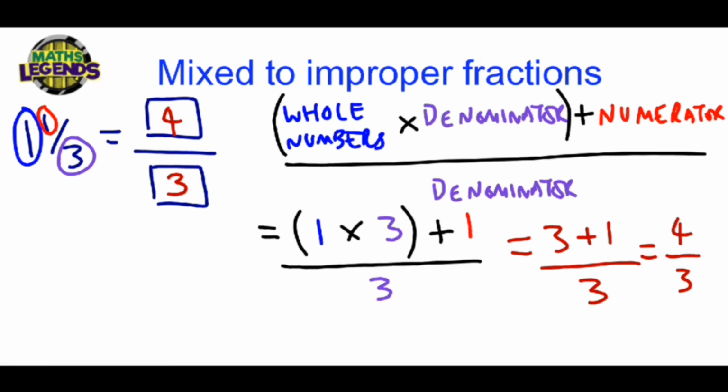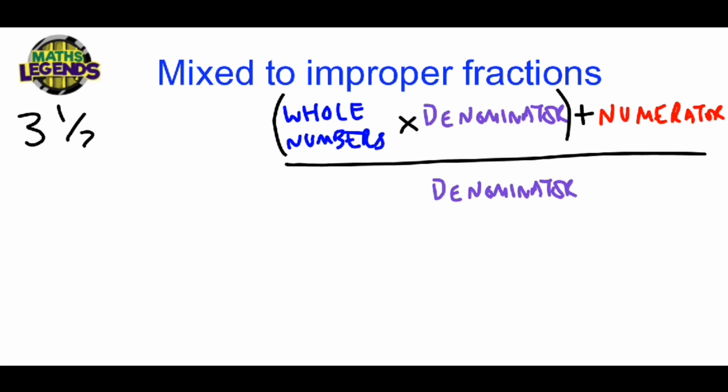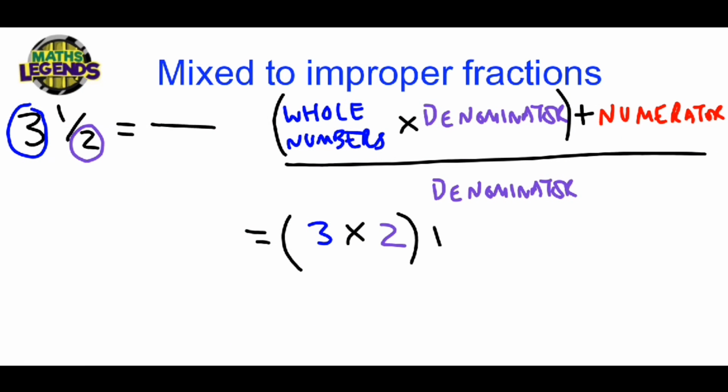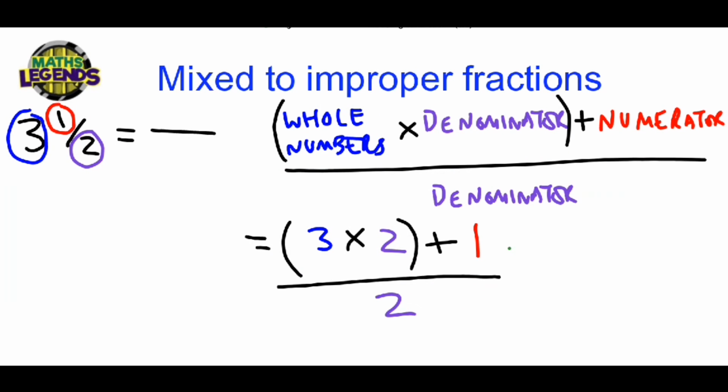Let's look at another example. 3 1/2. So again, we want to write this out as an improper fraction. So we use our formula again. Whole numbers this time is 3 multiplied by the denominator 2 plus the numerator 1 all over the denominator 2. This then simplifies to 3 times 2 is 6 plus the 1 all over 2, which is equal to 7 over 2. So writing this out as an improper fraction is 7 over 2.